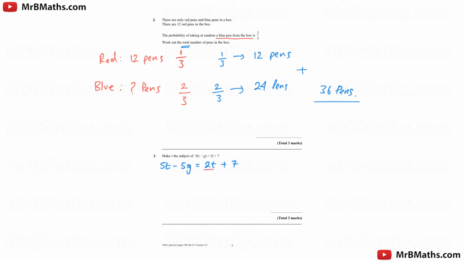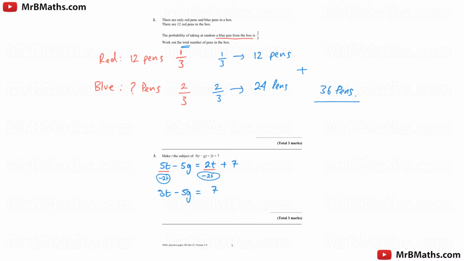Now let's move the t's to the left hand side. So obviously the 5t can stay there, and we need to move across the 2t. 2t at the moment being positive, we have to do the inverse, so let's take away 2t from both sides. That leaves us with 3t minus 5g equals 7.